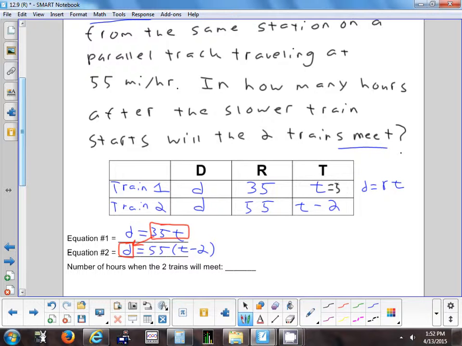5.5. T was 5.5. Okay, it says, in how many hours after the slower train starts will the two trains meet? So basically it's saying, once the slow train... so how long has the fast train been going for? So train one is 5.5, how about train two? You just double plus two. Oh no, you do 5.5 minus two. So this one's only been traveling?